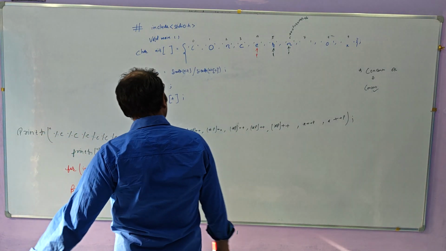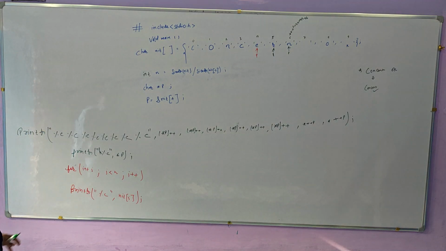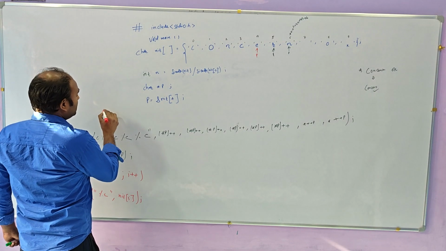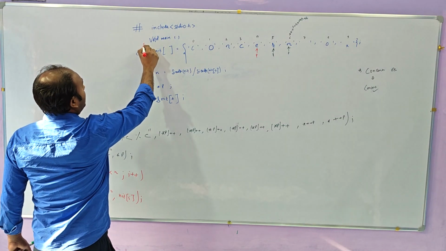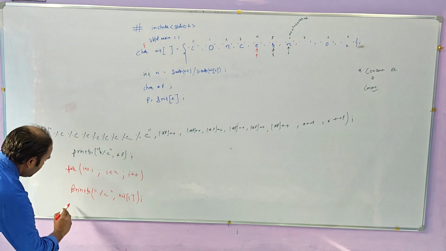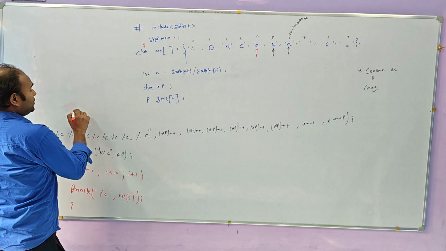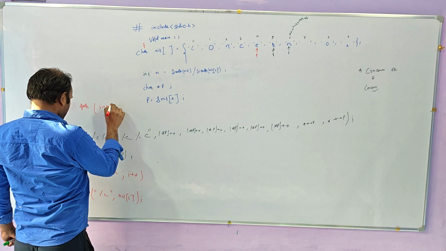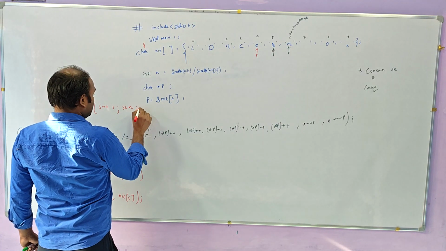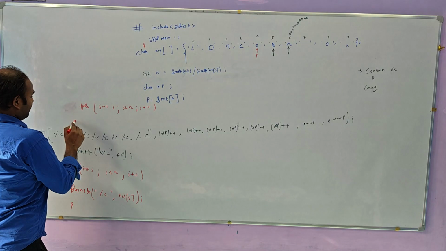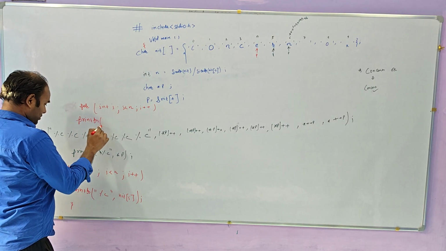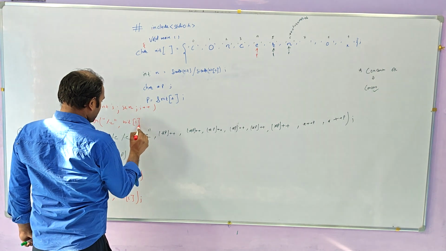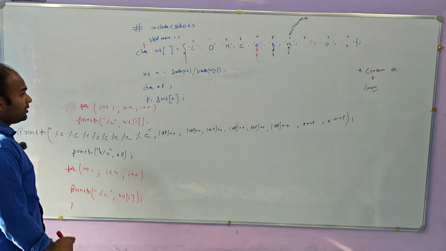And even if we want to print this word concern, okay, we can also print it using a for loop: for int i, i less than n, i plus plus, and printf %c neat[i], that's it.